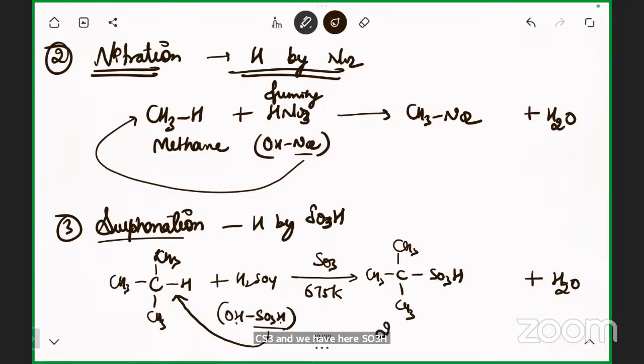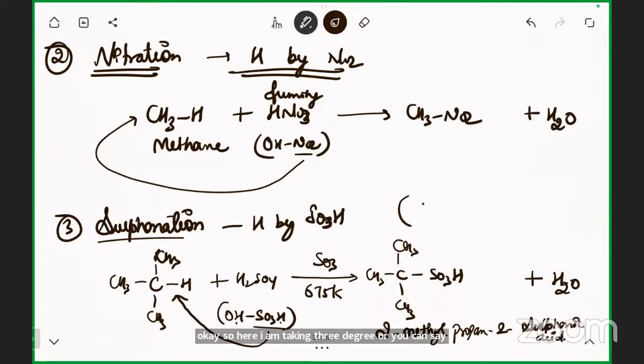So it will be (CH3)3C-SO3H. The name of the compound is 2-methylpropane-2-sulfonic acid. So this is called what? Sulfonation. Here I'm taking a 3 degree because substitution of hydrogen is more convenient in 3 degree than 2 degree than 1 degree in case of sulfonation.